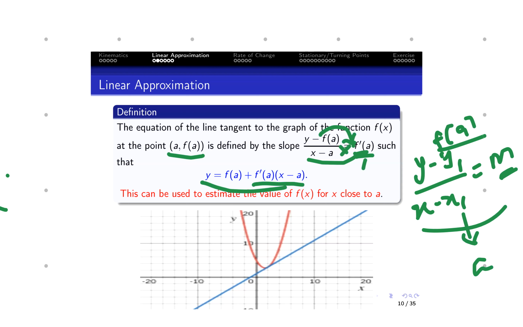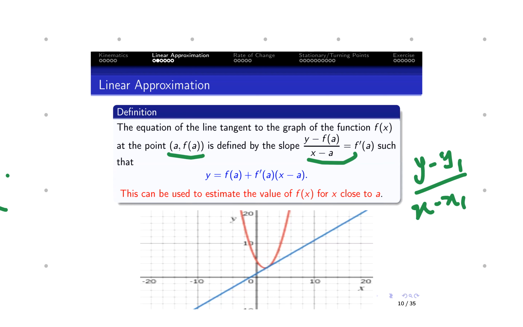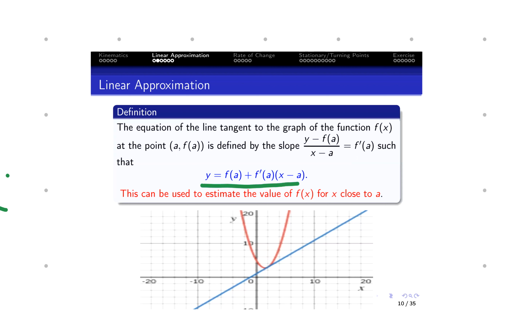So with this, you're applying differentiation to get an expression for y. Maybe you want to know the value of y for a particular function at a given point a, f of a. Your y can be approximated this way, and you see the derivative coming in here. Without the derivative, it's not complete. That's why we apply differentiation in linear approximation. This can be used to estimate the value of f of x for x close to a. So for any x close to a, you can approximate the value of the function. All right.